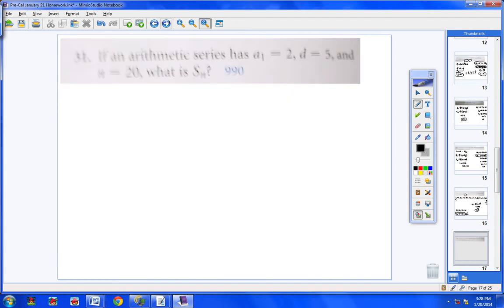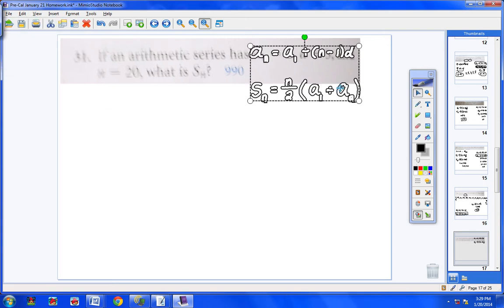All right, number 31. If an arithmetic series has a first term of 2 and a common difference of 5, and I can't read it, and the common difference, and the 20th, and n equals 20, what is the sum? Okay. All right, here we go. This is going to be a good one now, so really pay attention. It's going to be challenging for you.